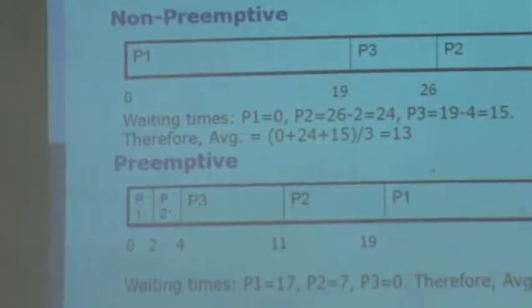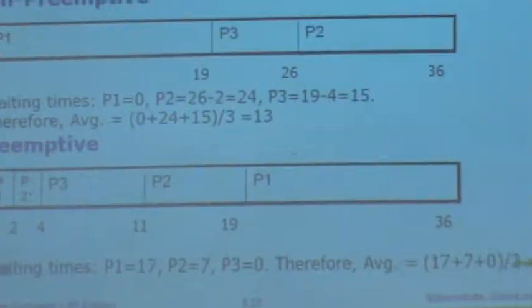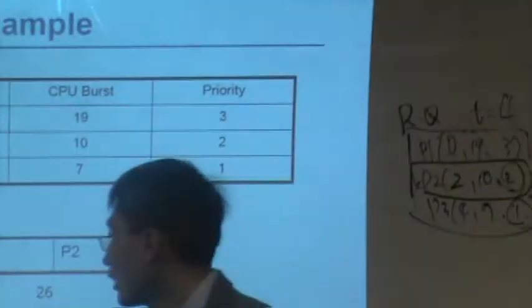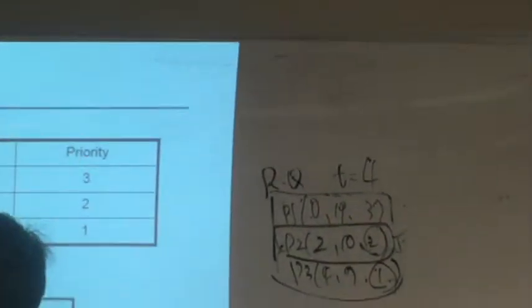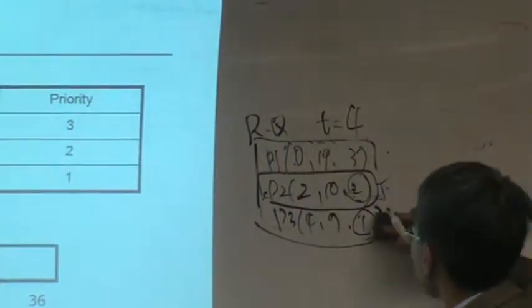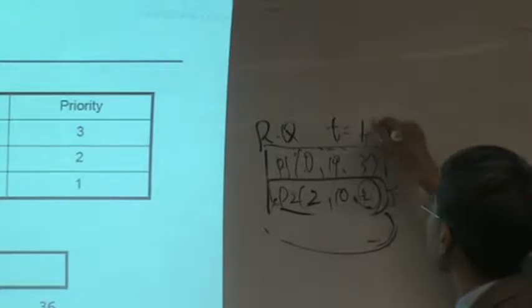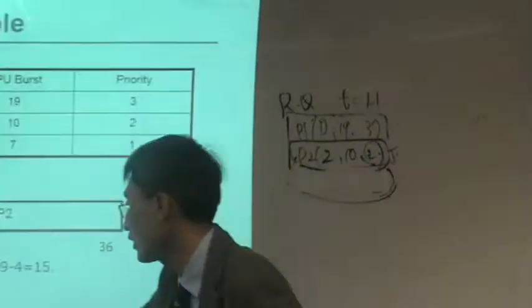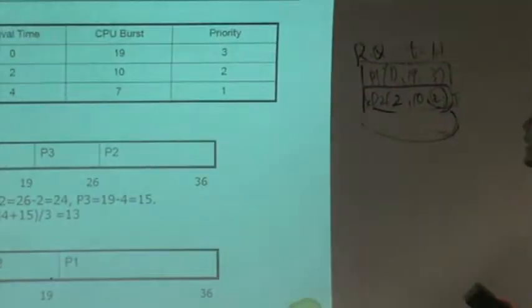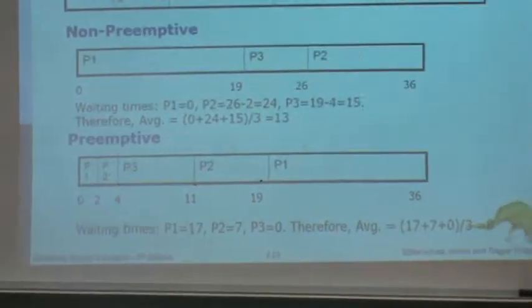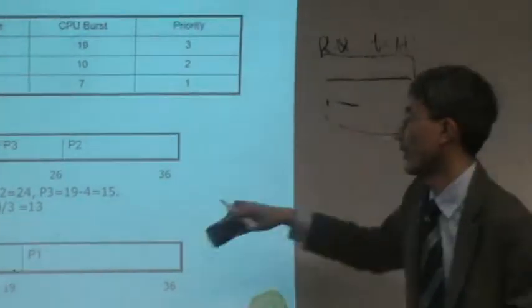P3 will be selected. Because it has the highest priority and there is no other event, it will be terminated. It needs 7 time units, so it ends at 11. At 11, we have 2 processes, and P2 will be selected. Remaining time is 8 because it already used 2 time slots. So it will be terminated, then P1 like that.